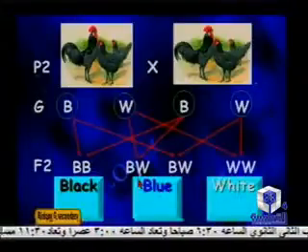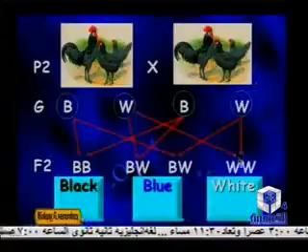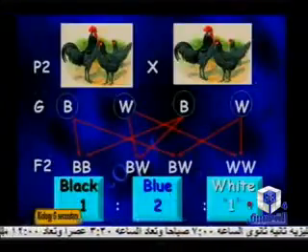Here are the black, blue, and white. So one black, two blue, one white. And now, dear students, we have studied one of the non-Mendelian cases, which represents the lack of dominance, in which we knew that there are two dominant characters. When they are crossed together, the intermediate characters appear.